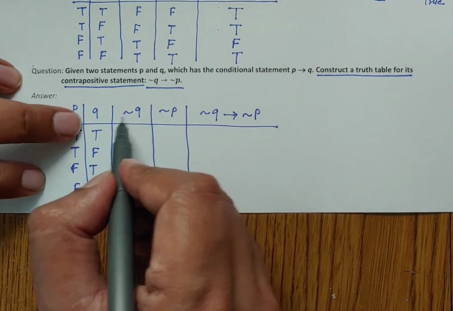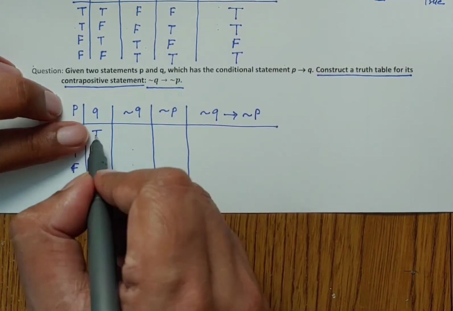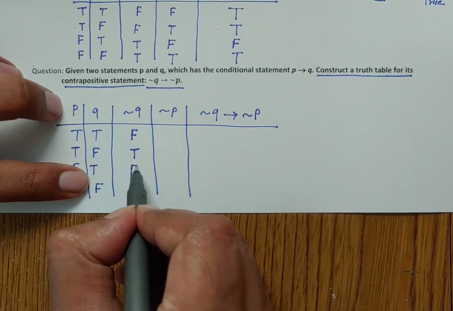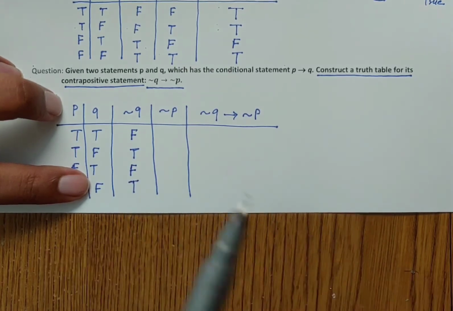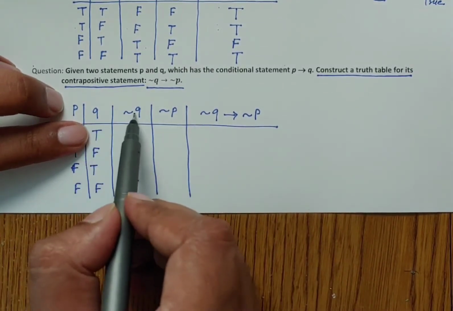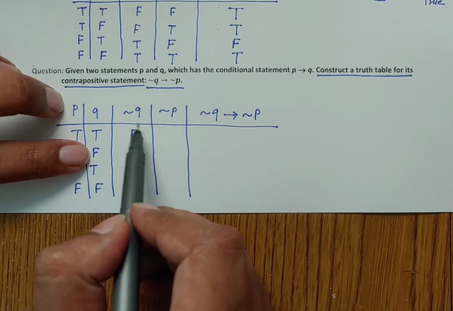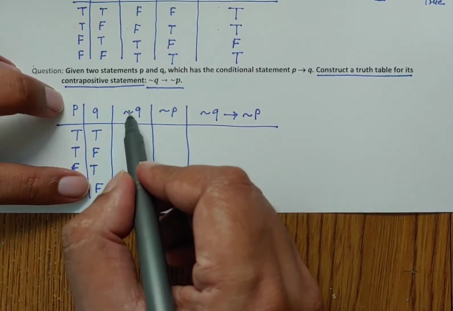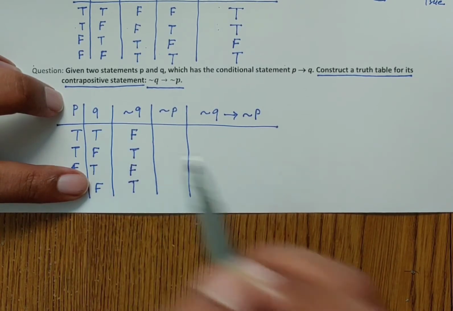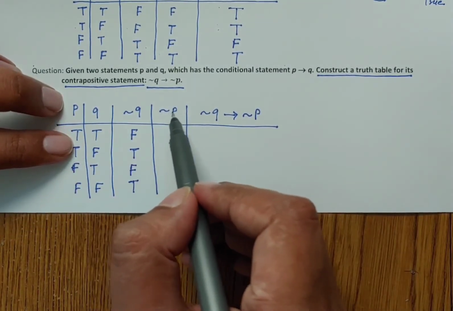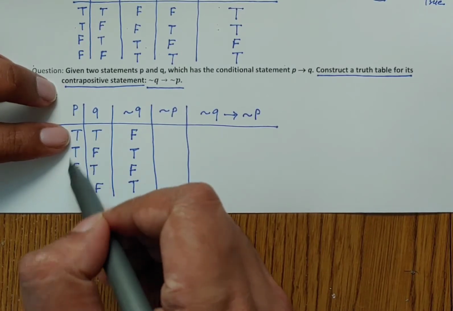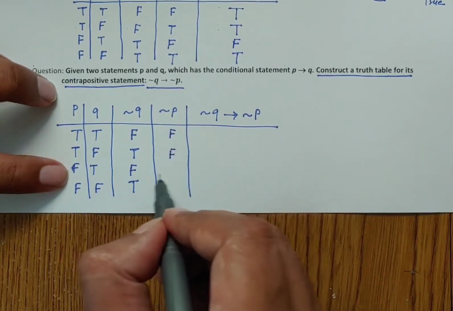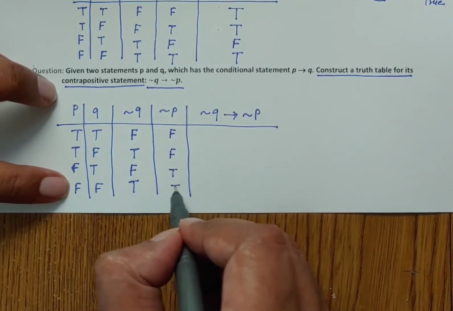Negation of Q. Q is here. So negation of Q: false, true, false, true. Okay. So Q is true, negation is false. Q is false, negation is true. So true, then false, then false, then true. Okay. So negation of Q is FT, FT. Okay. Negation of P. So look at P and find the negation. So it is false, false, true, true.